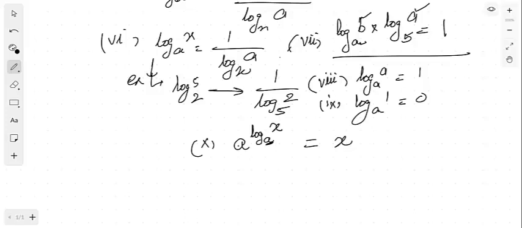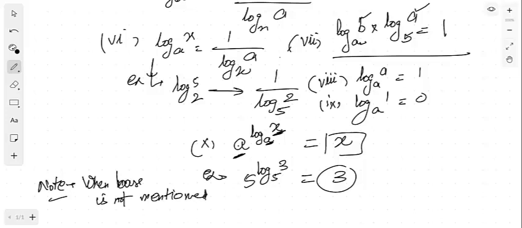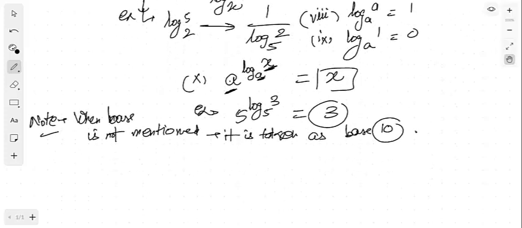Here the base is a and a is here only. So a to the power log of x base a, the value will be whatever is given here, x. For example, 5 to the power log of 3 base 5 is nothing but equal to 3. And there is one note: when the base is not mentioned in the question, when nothing is mentioned, then it is taken as base 10.